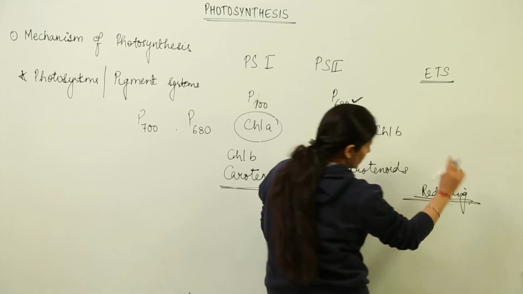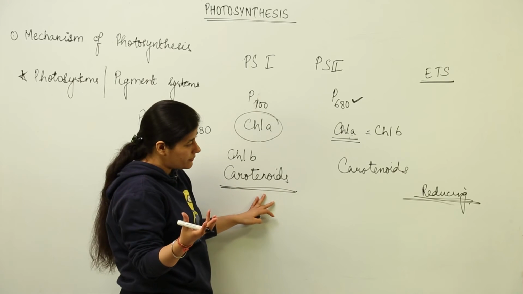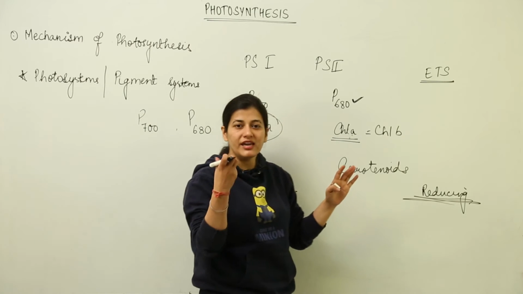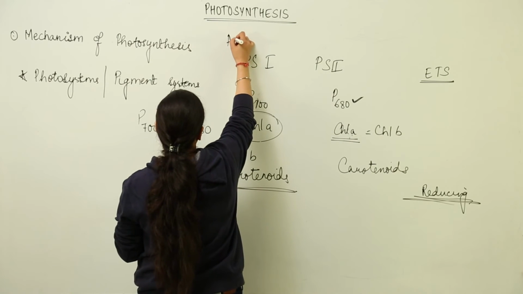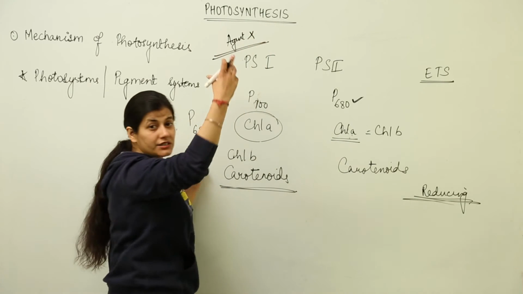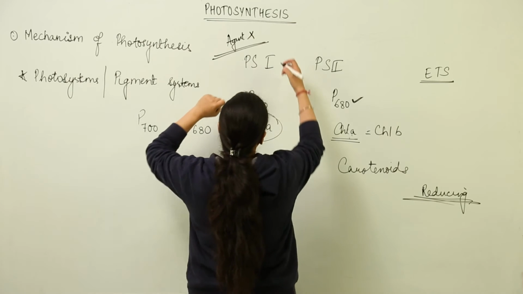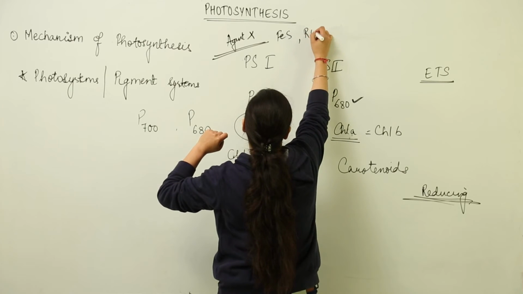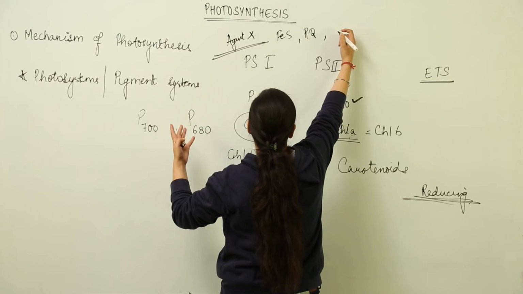Reducing of a particular pigment, or a particular compound that is present, would take place. Along with these pigment molecules, we have many agents which are present, like agent X. Now this seems like some detective movie. This PS1 has agent X, that is a reducing agent. We have an FES center, we have plastoquinone, we have plastocyanin, we have cytochrome centers.